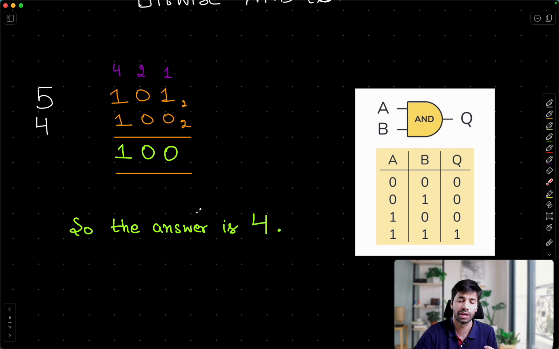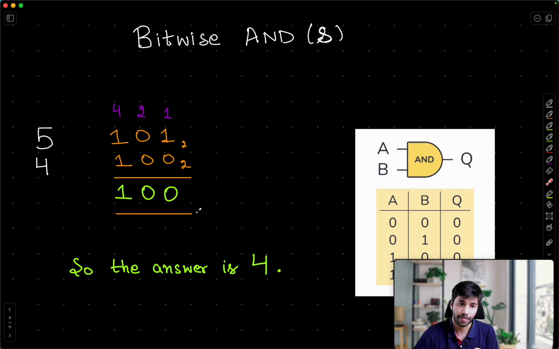In a similar way your AND works and gives the result. So let's say if we are doing 5 and 4, okay, see what's going to happen. This is the representation of 5, this is the representation of 4, and this is what your bitwise AND operator is going to work on. So 1 and 0 is 0. Similarly, 0 and 0 is 0, and 1 and 1 is going to be 1. And that is what you will get as the answer. Your answer is going to be 4.